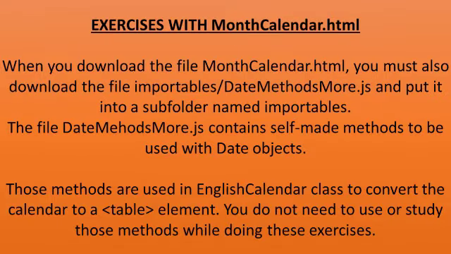Exercises with MonthCalendar.html. When you download the file MonthCalendar.html, you must also download the file importable/datemethodsmore.js and put it into a subfolder named importables. The file datemethodsmore.js contains self-made methods to be used with date objects. Those methods are used in English calendar class to convert the calendar to an element. You do not need to use or study those methods while doing these exercises.